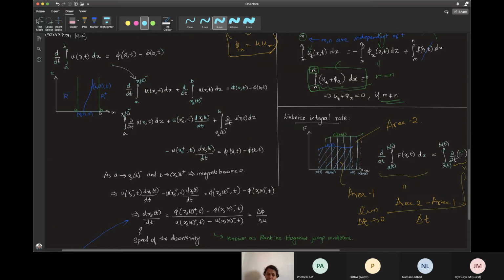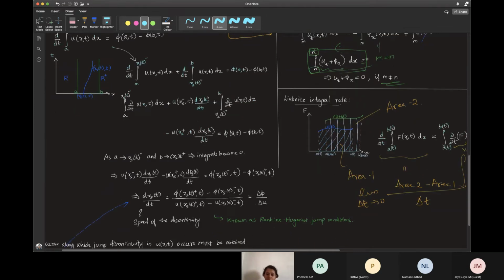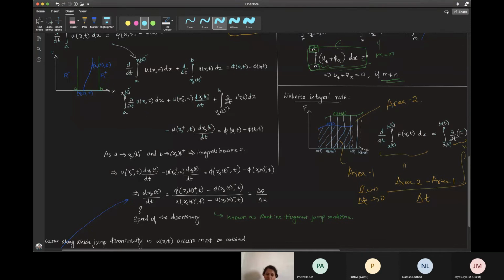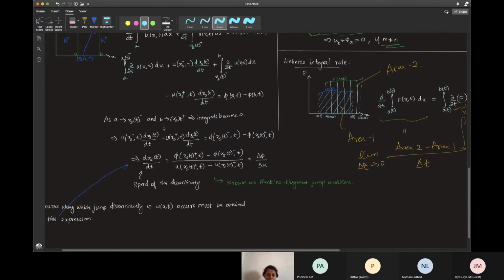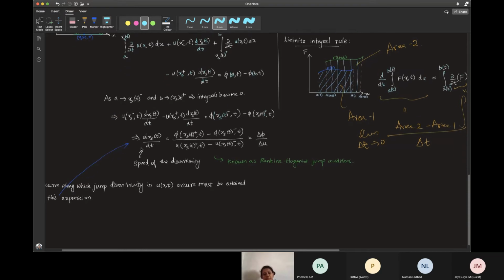That is, you move the endpoints of this control volume towards the discontinuity. So make A approach xs of t minus and B approach xs of t plus, which means these two integrals become 0. So we'll only have these terms. Those are written over here, but anything that is A will get transformed to xs minus and B will become xs plus.